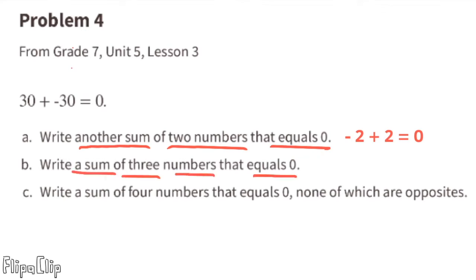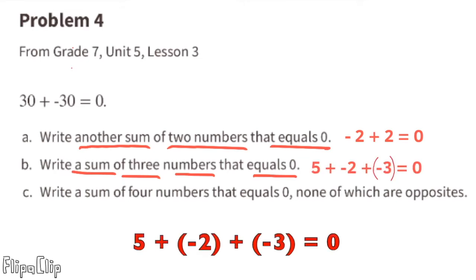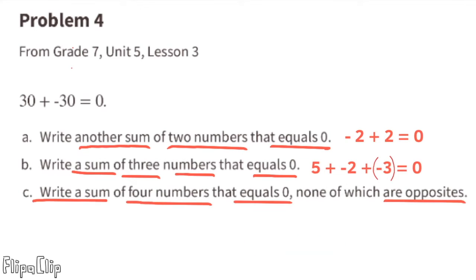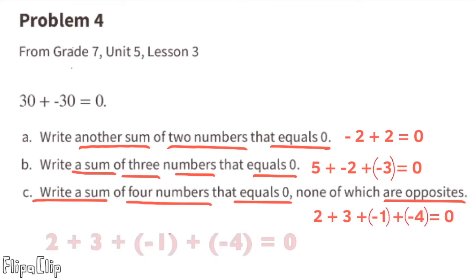B. Write a sum of three numbers that equals 0. 5 plus negative 2 plus negative 3 equals 0. C. Write a sum of four numbers that equals 0, none of which are opposites. 2 plus 3 plus negative 1 plus negative 4 equals 0.